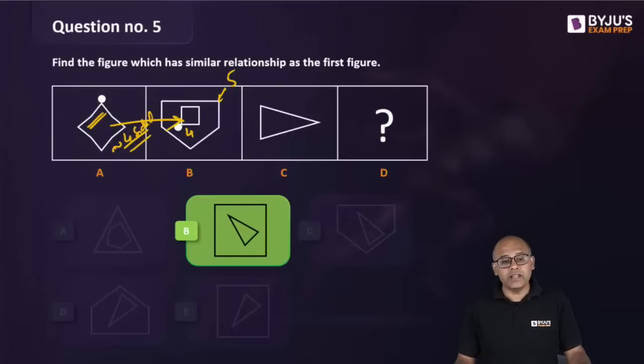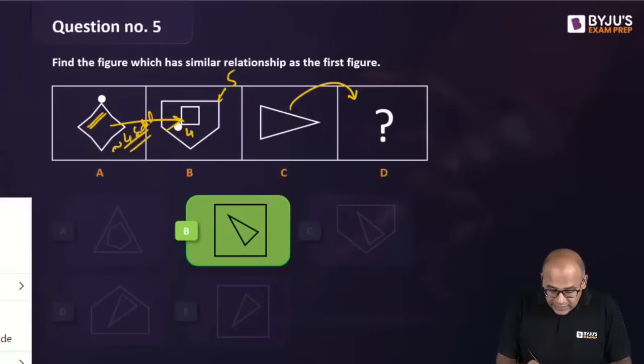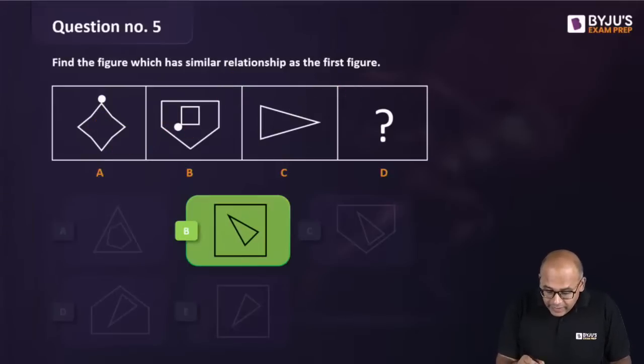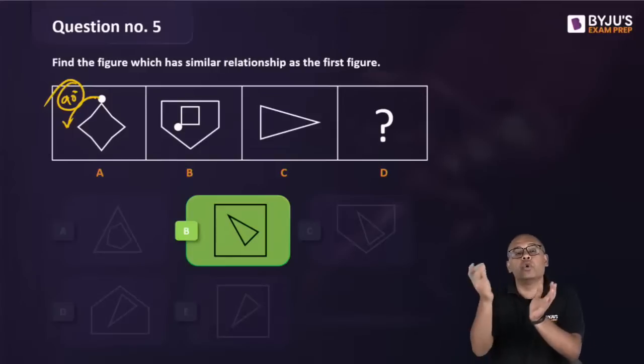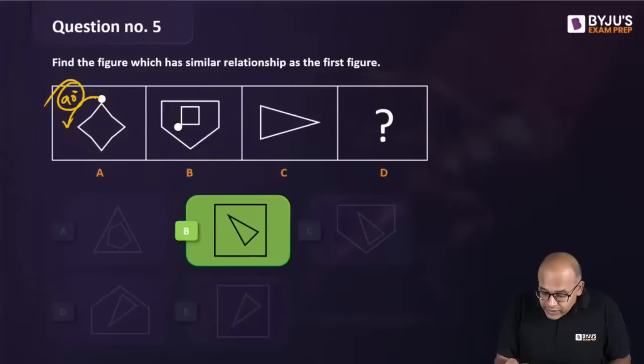Okay, outside you are getting 5. Now, what else is happening? If you notice, this has changed by 90 degrees. Its orientation has shifted by 90 degrees counterclockwise. This is the orientation, and it should shift 90 degrees counterclockwise.